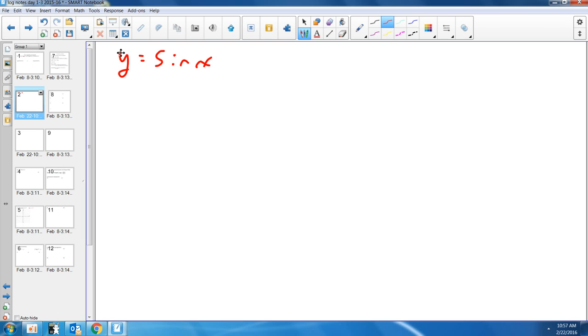So when I did the inverse of this, really what I did was I switched the x and y around. So this became x equals sine of y, right? This is the inverse. They are not equal, they are inverses.